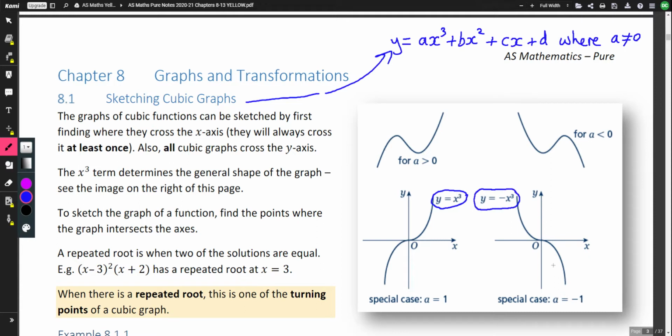So now the general shape. Both go through the origin and both go up to infinity. So this keeps on going all the way up, and both go down to minus infinity as well. But one starts in the lower left-hand corner and finishes in the top right-hand corner. That's the y equals x cubed graph, whereas the other one, it's the other way around.